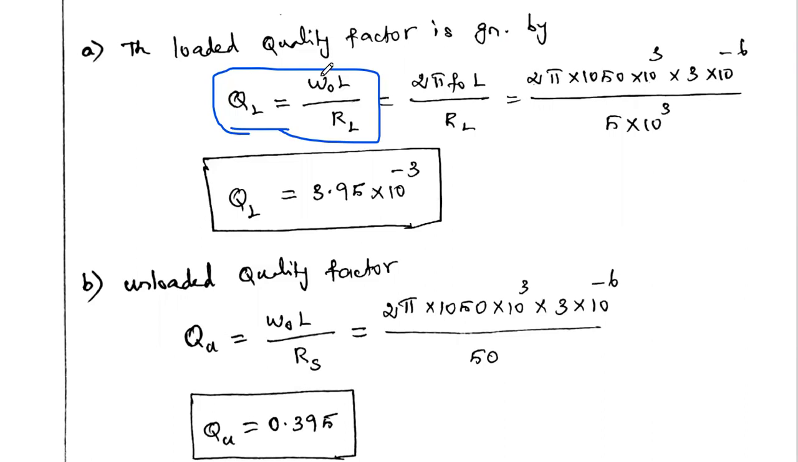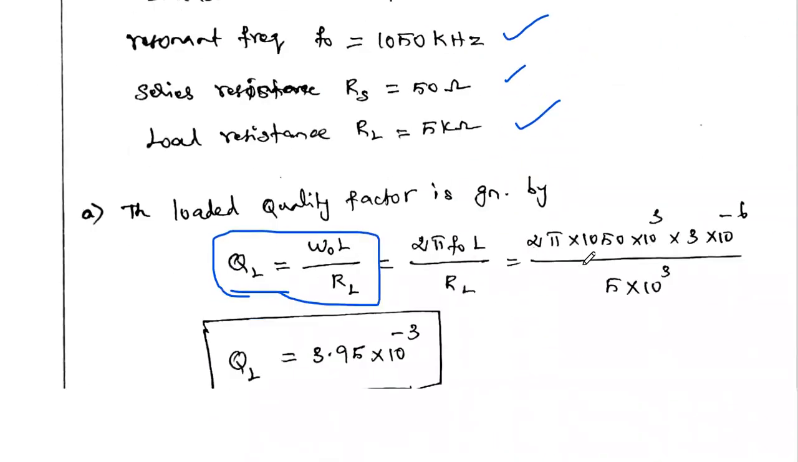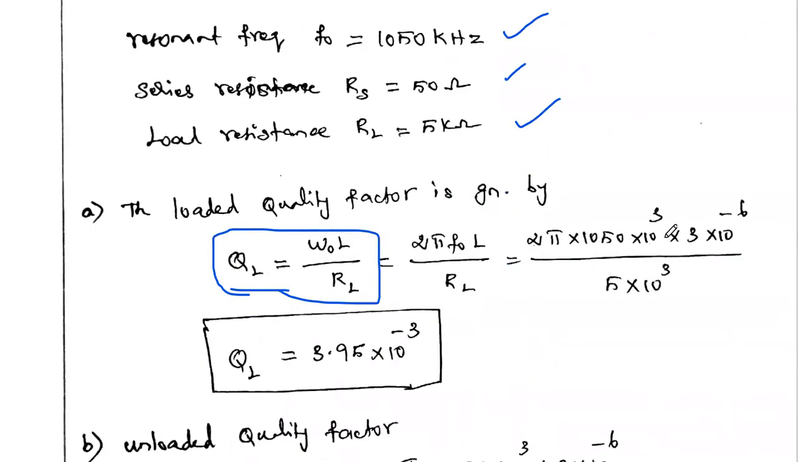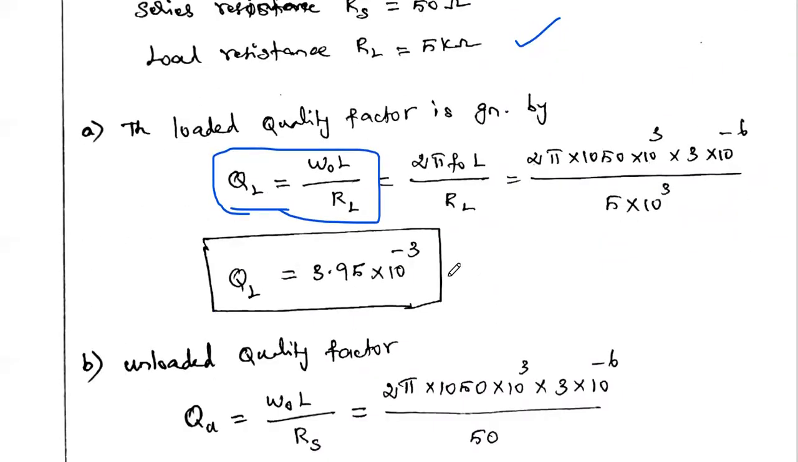Which is equal to, expanding omega naught, 2 pi f naught L by RL. So what is the resonant frequency given? The resonant frequency is 1050 kilohertz. So 2 pi into 1050 into 10 to the power 3, into L. What is the inductor value? 3 microhenry, so 3 into 10 to the power minus 6, divided by RL. What is the load resistance RL? 5 kilo ohm, so 5 into 10 to the power 3. If we solve, we get the loaded quality factor equal to 3.95 into 10 to the power minus 3.